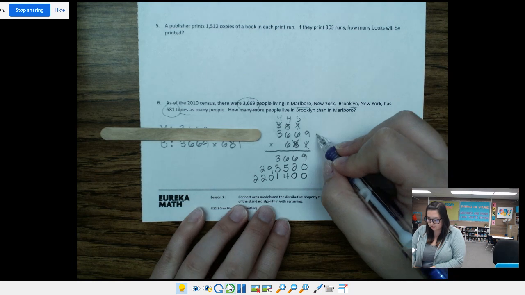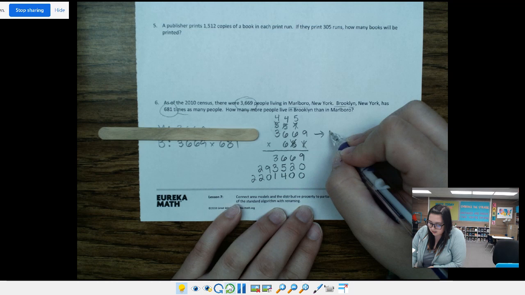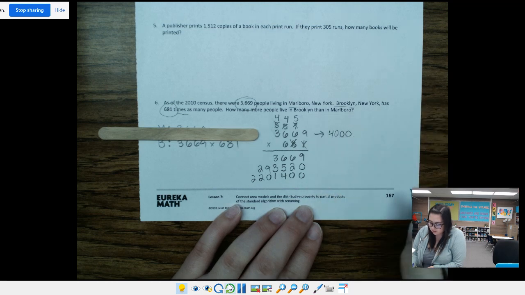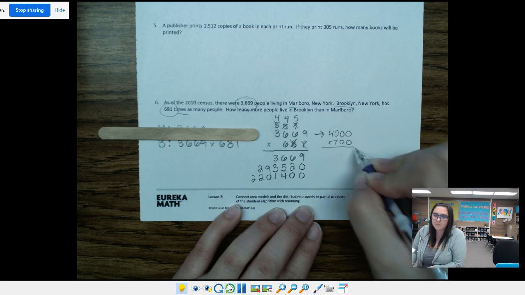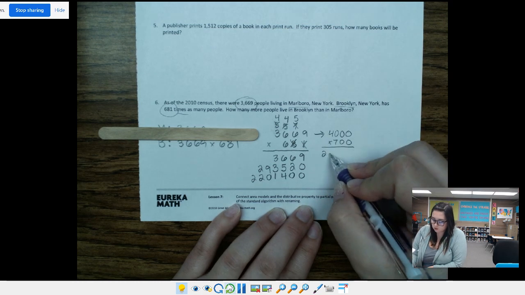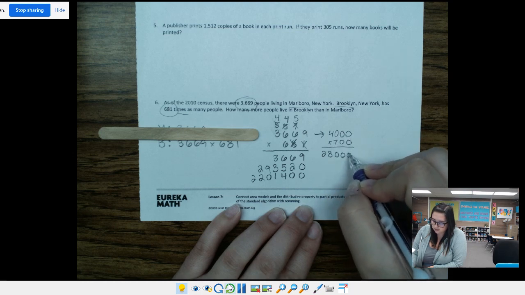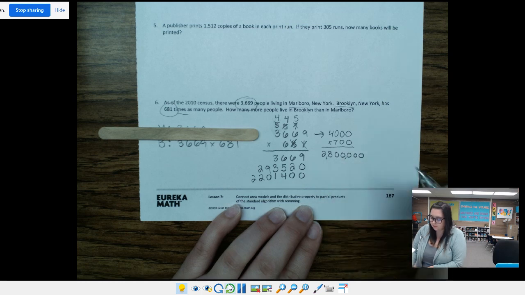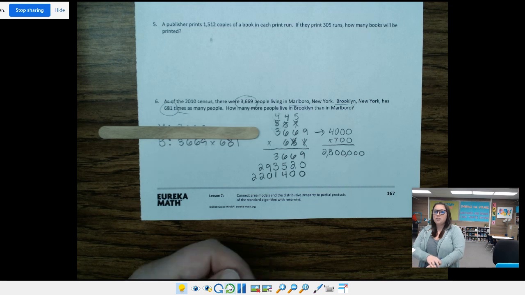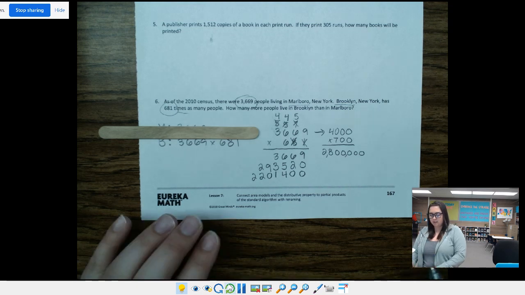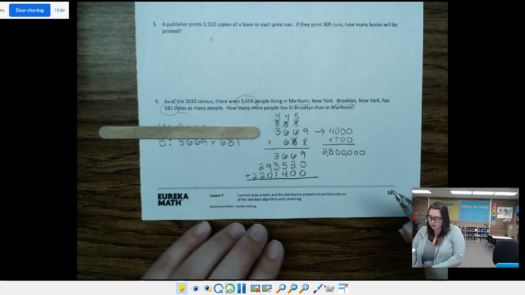Okay, before I even do this, I just want to see what my answer should be close to. 3,669 is pretty close to 4,000. And 681 is pretty close to 700. 4 times 7 is 28, and I'm going to add 1, 2, 3, 4, 5 zeros. Once I add my commas, that means Brooklyn should have about 2.8 million people, or 2,800,000. So let's add this up. Let's hope our number is close if I solve correctly.